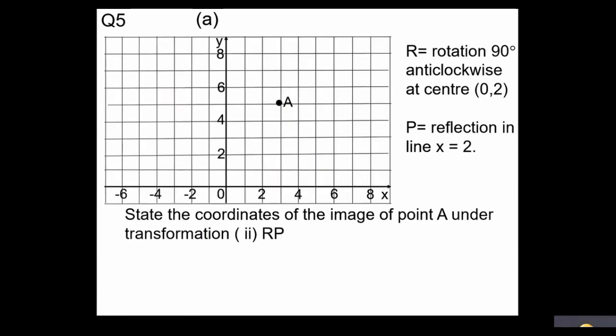And then next, now two transformations. P first, then R. P is reflection, x equals 2. Where is the line x equals 2? Here. Very easy. x equals 2 is here, right? So you draw a line. If you reflect here, this is also quite easy, right? You get this one.